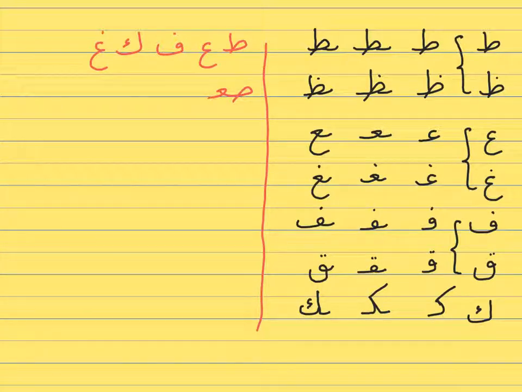Next, we are going to connect it to fa, and from fa we are going to connect it to kaf, and finally we are going to connect kaf to ghain. Okay, so here you go. This is your ta, ain, fa, kaf, and ghain. This is how it looks. Okay, we try another example.